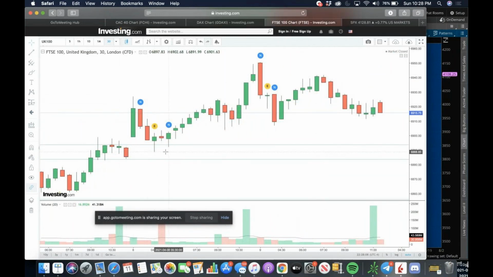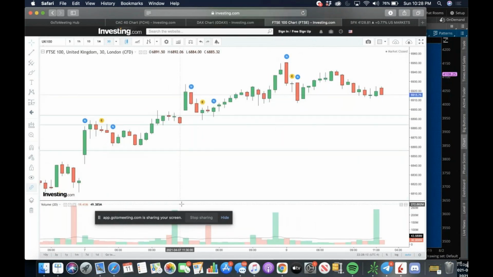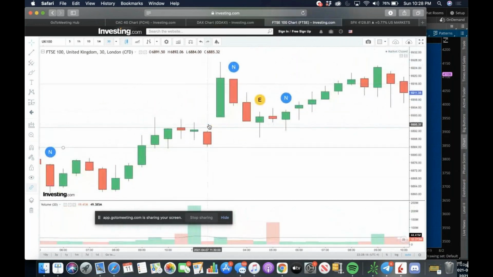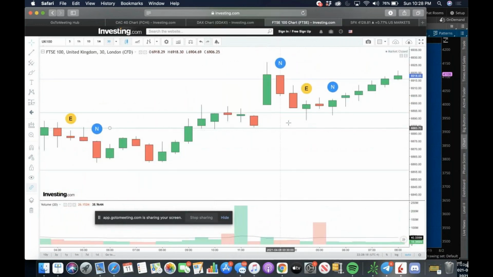Yeah, FTSE is gonna die. Yeah, this is gonna be a wild week for sure. Because guys, this is something. This right here, not a coincidence. Let me just point this out.